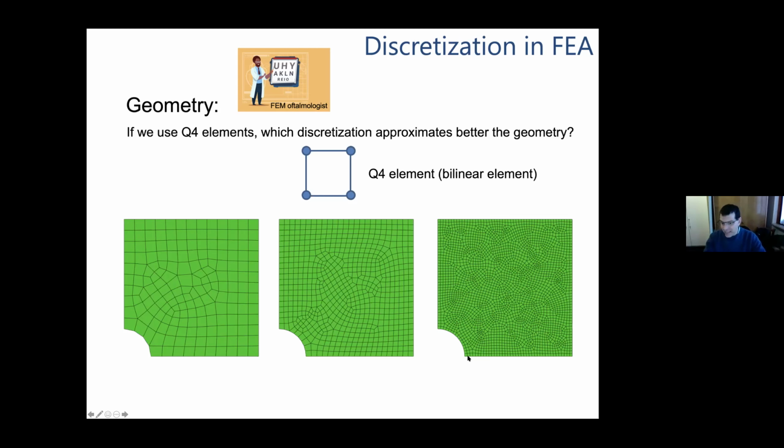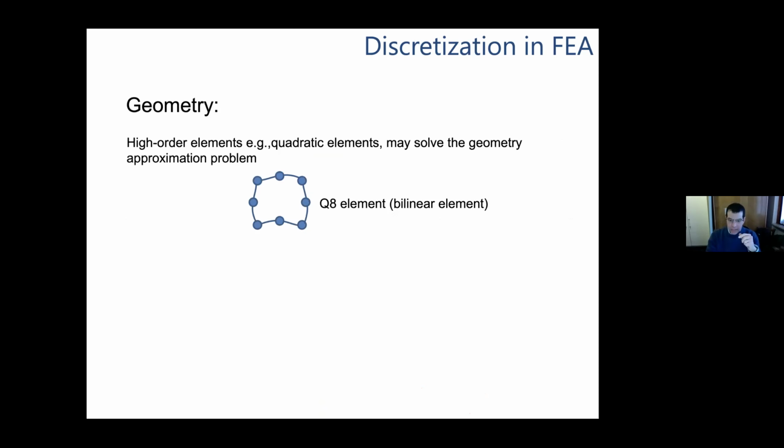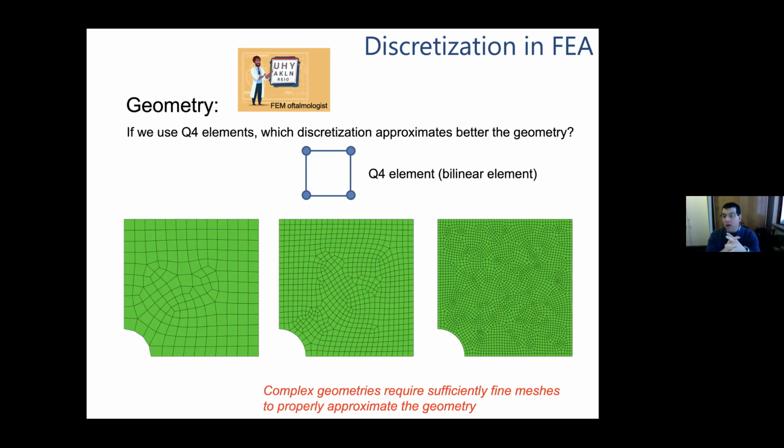So to the naked eye, I cannot see a significant error between my discretized geometry and the actual continuum geometry. So when we represent complex geometries, we require sufficiently fine meshes to properly approximate the geometry. This is the first rule that we follow when building meshes for an elastic solid, for a structure: trying to see that our mesh is actually representing the geometry correctly.